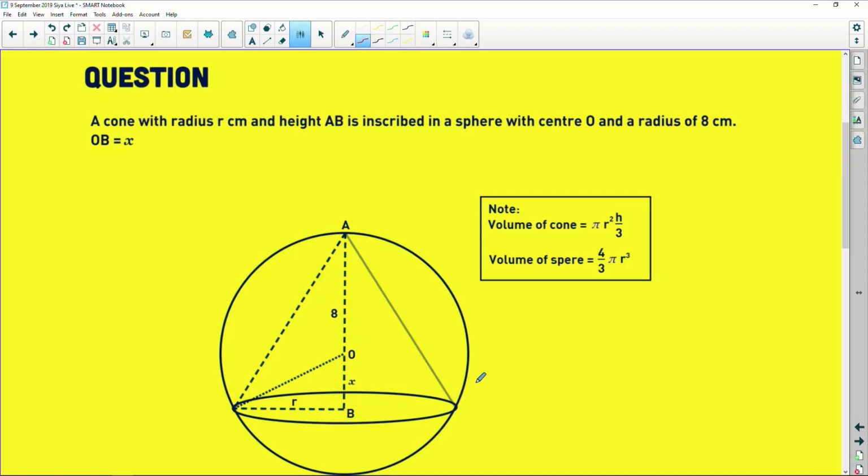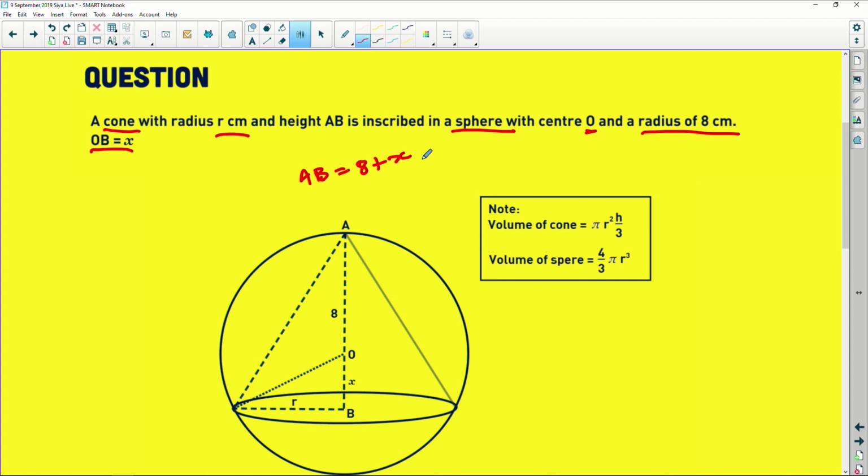Thank you. It says a cone with radius r centimeters, and height AB, is inscribed in a sphere. So I've got two important shapes here, a cone and a sphere with center O, which has a radius of 8 centimeters. And then OB is equal to x. So if OB is x, it means that AB will be equal to 8 plus x.